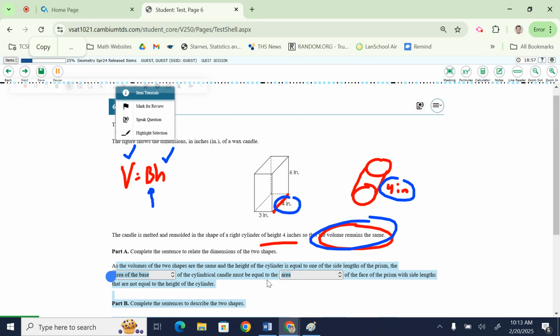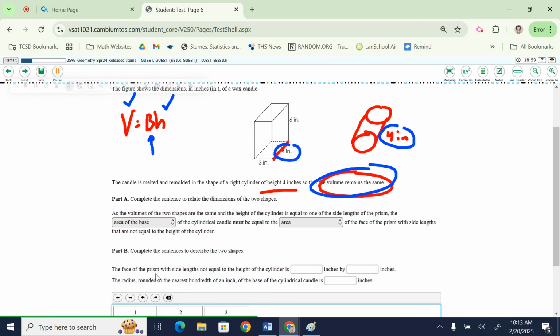All right. So then now part B says the face of the prism with the side lengths not equal to the height is blank by blank inches. So again, it's going to be the 3 by 6 inches. So 3 inches by 6 inches. And again, let me grab my pen here. So we can move this 6 to the front. So that would be this face right here. The radius rounded to the nearest hundredth of an inch of the base of the cylindrical candle is blank inches.